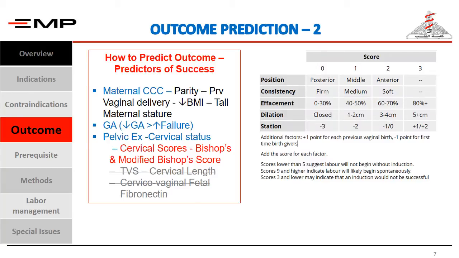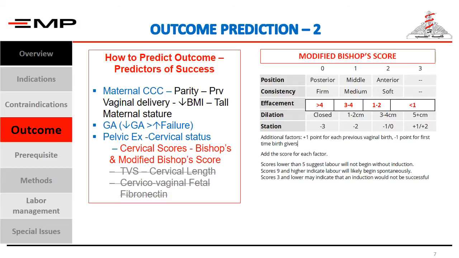Prediction of successful outcome is important during counseling for induction of labor. Predictors of success include maternal characteristics and fetal gestational age, yet the main predictor is pelvic examination and calculation of Bishop score, originally reported in the 60s, with items scored 0 to 3 and several modifications. The first modification is replacing the percentage effacement with the cervical length in centimeters. Score less than 3 is considered unfavorable, while score more than 9 is favorable.